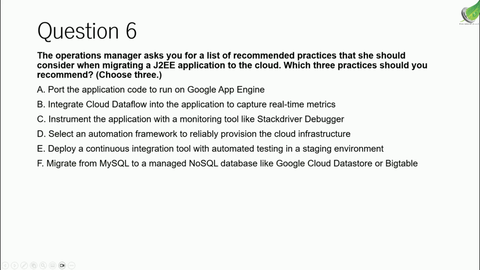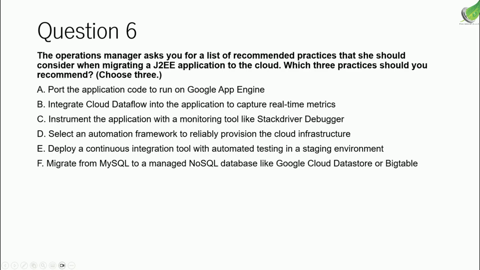Option C is also incorrect. While application monitoring is critical, Cloud Debugger is a specialized tool for debugging live applications without stopping them. It's not the primary tool for monitoring performance metrics. Compared to the other choices, this isn't a foundational practice for an entire migration project.